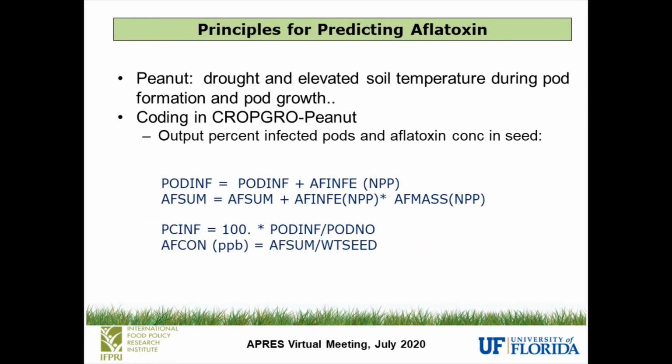The model outputs percent infected pods, so this is a summation in the model. So we get infected pods and sum over all cohorts, and percent infection is infected pods divided by total pod number. The actual mass of aflatoxin is summed over all the pods, and we actually calculate concentration, parts per billion of the seed, as the mass of aflatoxin divided by the weight of total seeds.